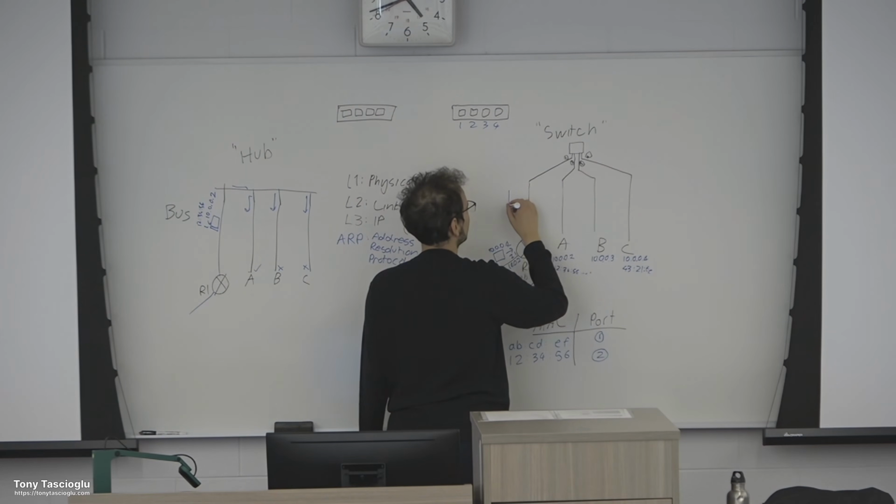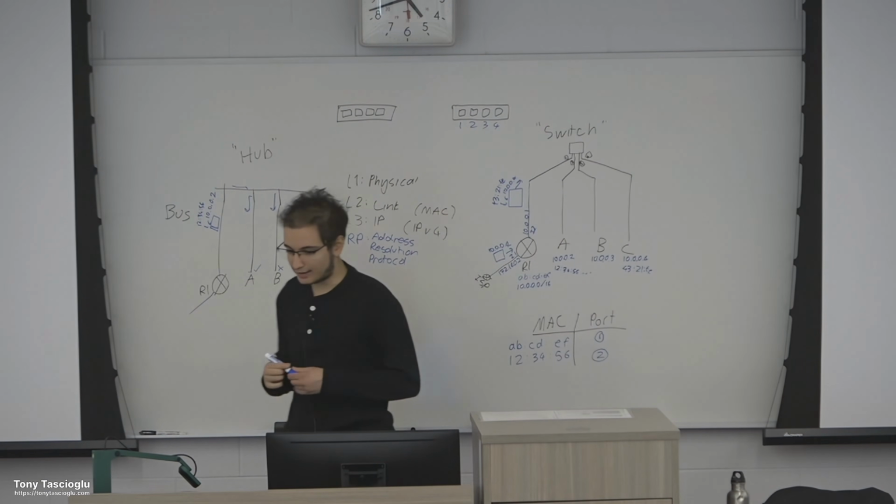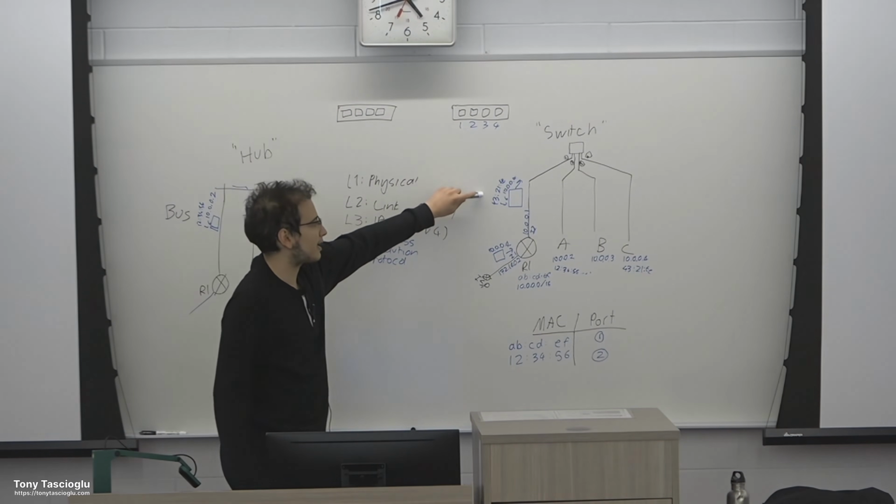So here's my new packet, and it's going to 4321FE on the outer, and the inner L3 packet is going to 10.0.0.4. Now, again, the router is smarter and it has way more memory.